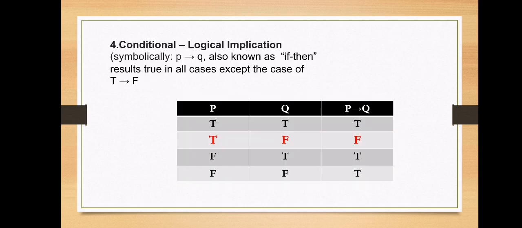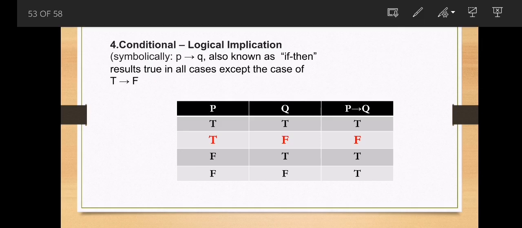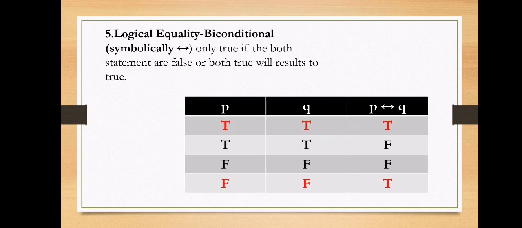So the conditional and logical implication are P implies Q, also known as if-then, results true in all cases except the case of T implies F. So dito, if nauuna yung T sa F, our answer here is F. And the rest of this are true. So logically, by biconditional, only true if both statements are true or both false, the result is true. So if the statements are parehong true, our answer is true. And if our statements naman is parehong false, our answer naman is true.